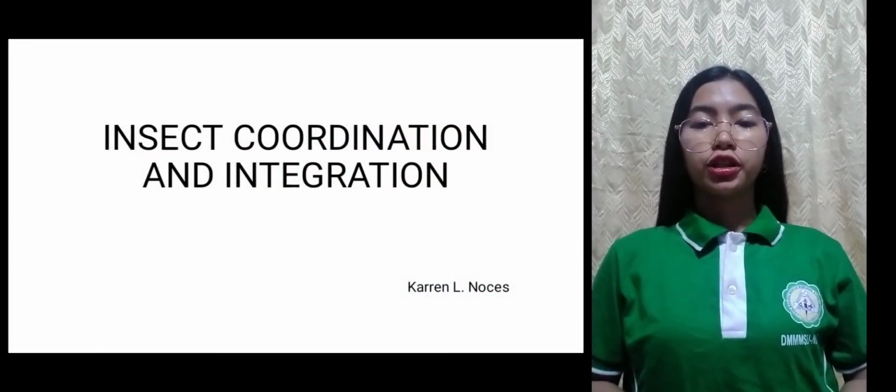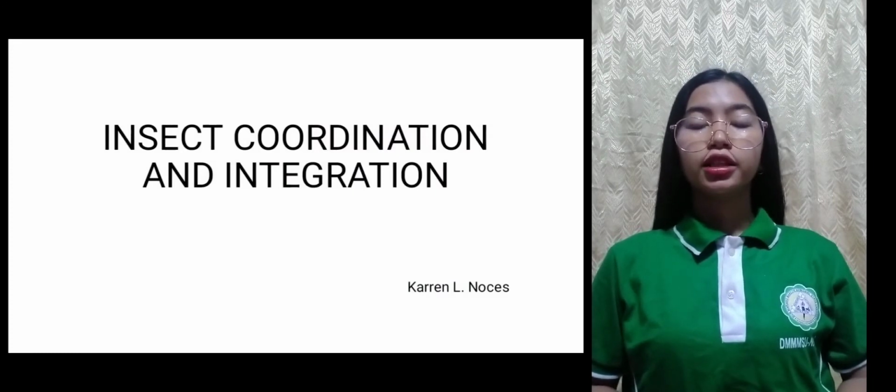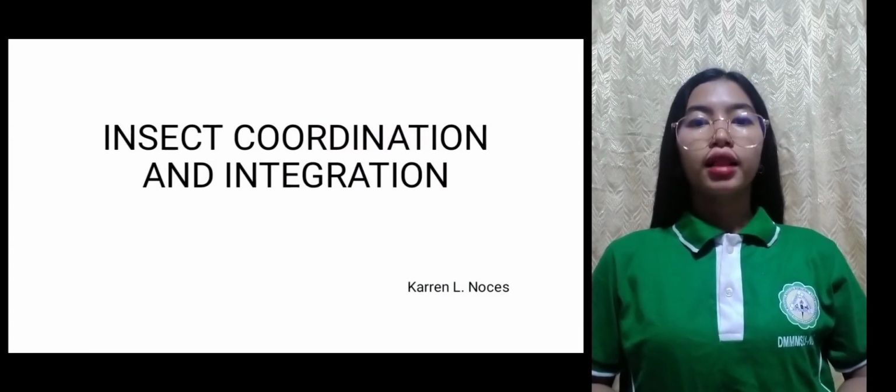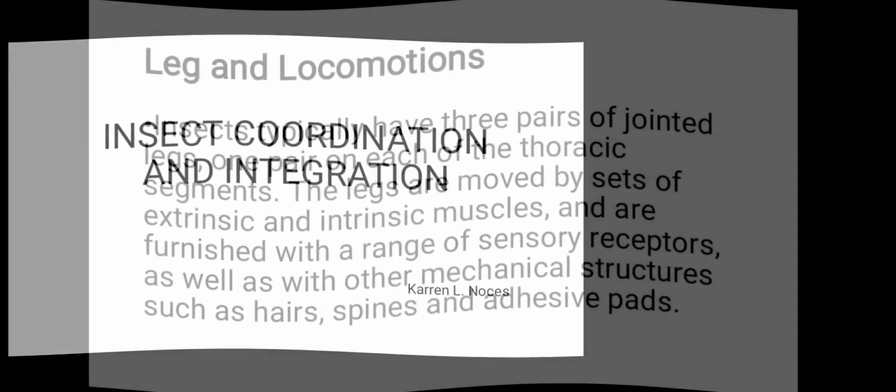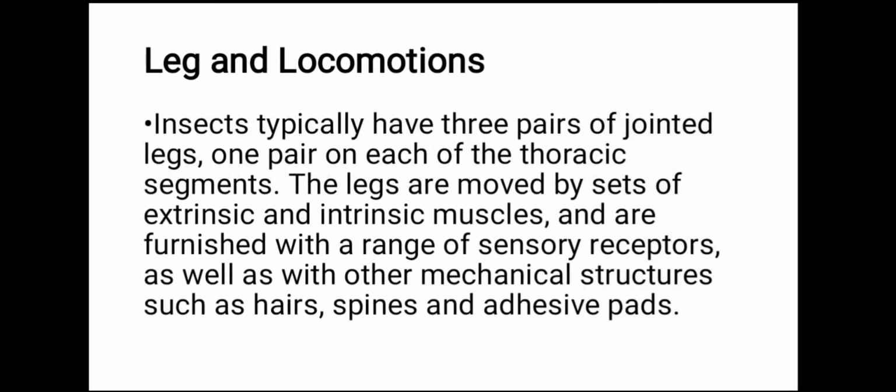Insect coordination and integration is divided into three: the thorax, leg and locomotion, wings, and flight. Let's talk about leg and locomotion. Insects typically have three pairs of jointed legs, one pair on each of the thoracic segments.